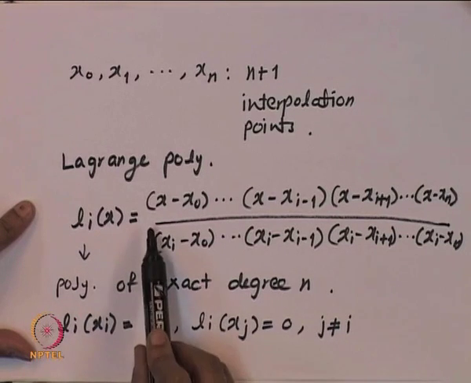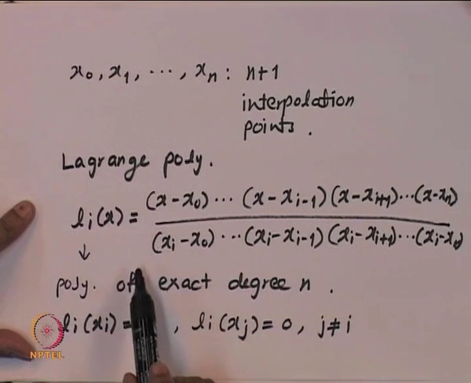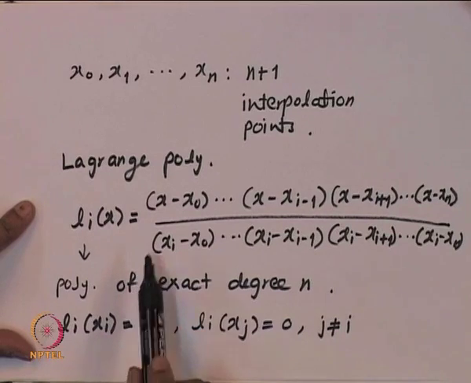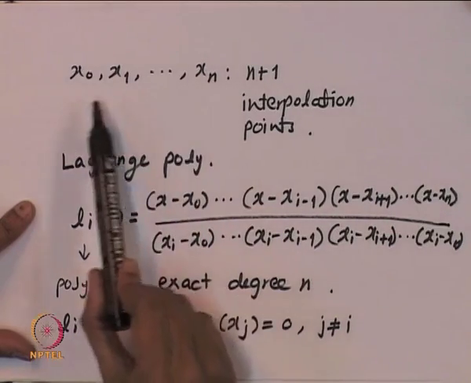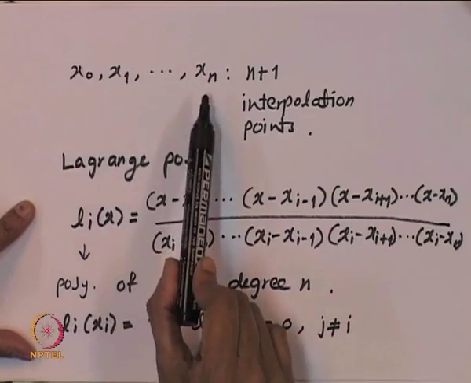Now, using these Lagrange polynomials, we are going to write the polynomial interpolating the given function at these n plus 1 points. Our interpolating polynomial is going to be the summation of f x I times L I x, I goes from 0 to n.